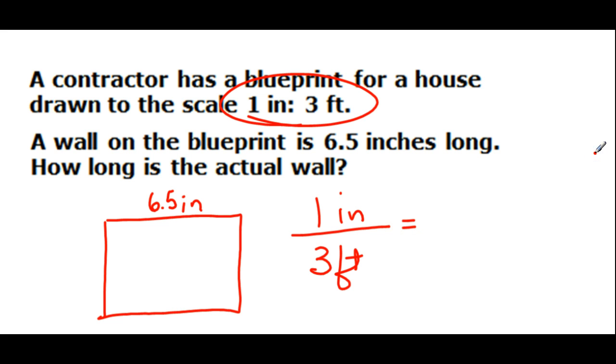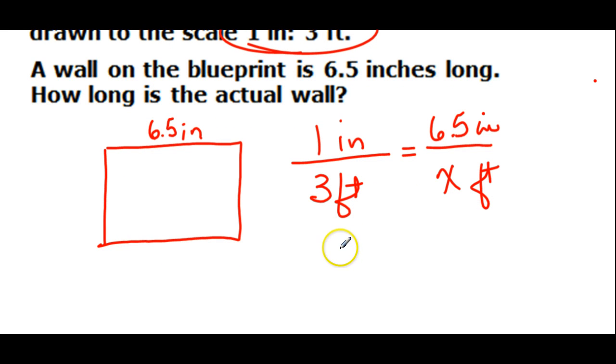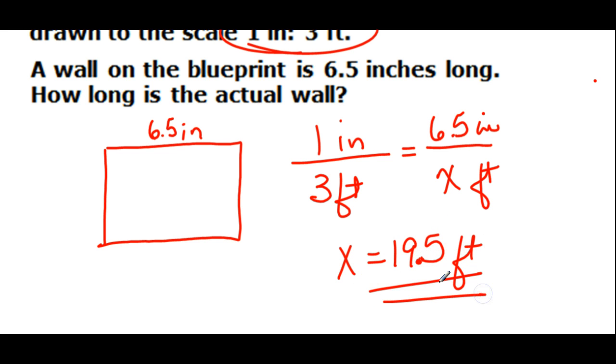So if inches are on the top here and feet on the bottom here, then I have to put inches on the top here and feet on the bottom here. So that would give me 6.5 inches is equal to X number of feet. I am going to cross multiply. It's going to give me 1x is equal to 19.5. In this case, there it is. So it's 19.5 feet in real life.